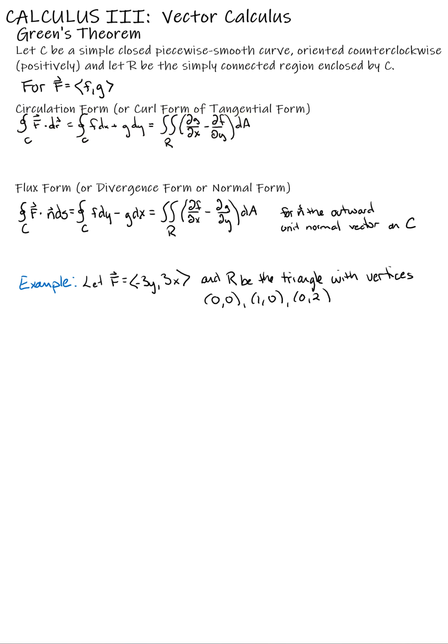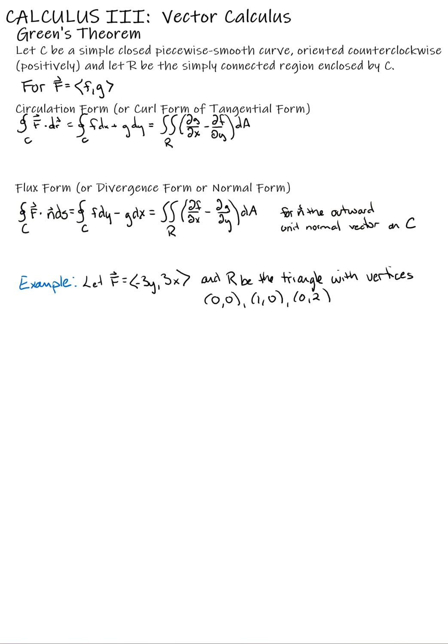Let me go ahead and make note of what the flux form is, and then we'll talk about these two forms. So the flux form, also known as the divergence form or the normal form, here we have the line integral, again over our curve C, of F dotted with n ds. Now, what is that n? N is the outward unit normal vector on C. So it's the unit normal vector along that boundary C in the outward direction.